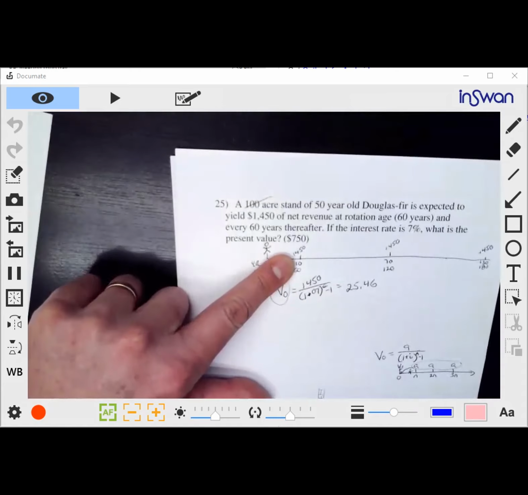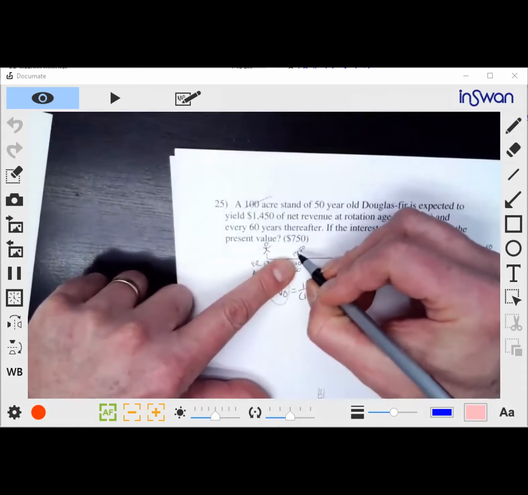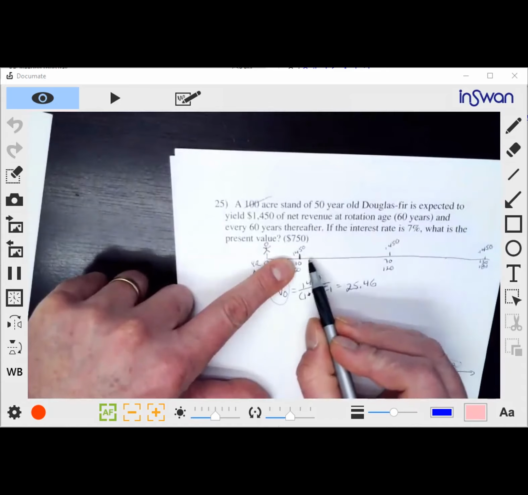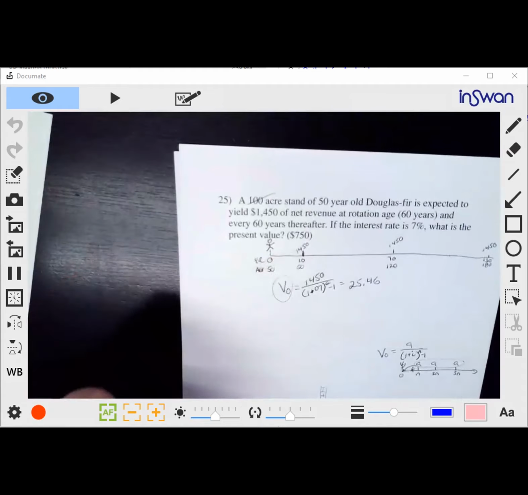Because they're in the same time period. I can only add things together that are in the same time period. If it ended up and it was solved somewhere else, I would have to move it to be able to combine it with that 1450, right?